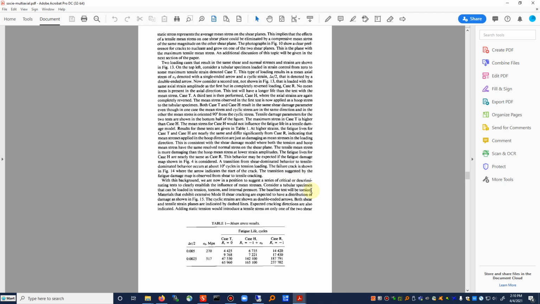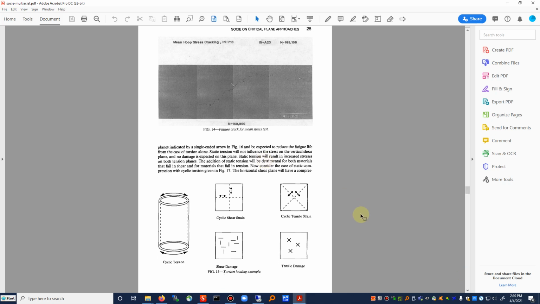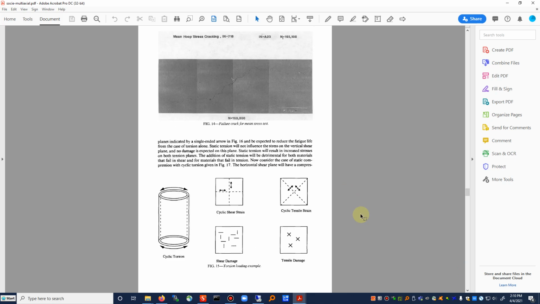Cyclic strains are shown as double-ended arrows. Both shear and tensile strain planes are indicated by dashed lines. Expected cracking directions are also indicated. Adding static tension would introduce a tensile stress on only one of the two shear planes, indicated by the single-ended arrow in figure 16, and be expected to reduce the fatigue life from the case of torsion alone. Static tension will not influence the stress on the vertical shear plane, and no damage is expected on this plane.